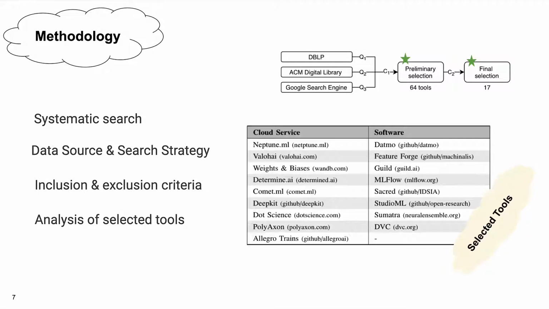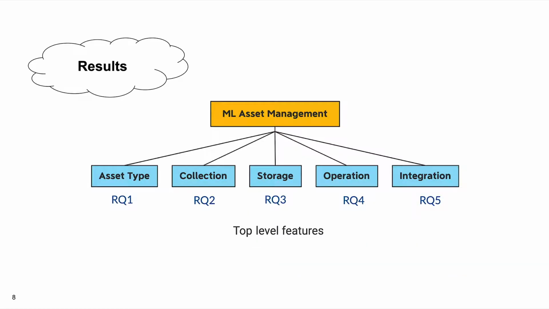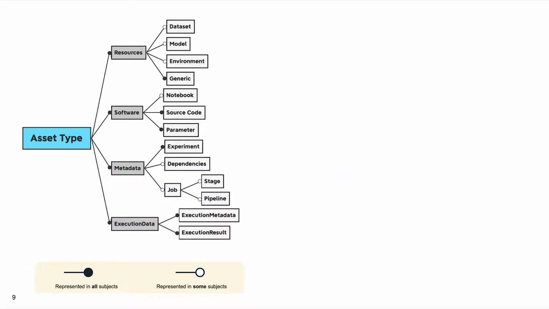This table shows the final candidates for our data analysis. Here we have 9 cloud-based tools and 8 standalone software tools, and they vary from open source to for-profit tools. The results from our analysis are in the form of a feature model syntax, which has the following top-level features that correspond to our research questions RQ1 to 5. The top-level features are asset type, collection, storage, operation, and integration.